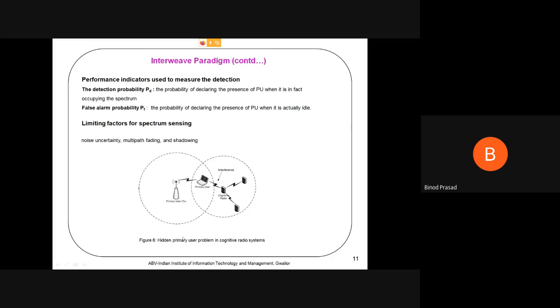Sorry, what I said. The case I was describing is that no PU is there, but somehow, due to variation in the noise floor, maybe some kind of noise spike, it decides that okay, someone is there. So it will not utilize that band because it assumes somebody is there, but in reality no one is there. That is called probability of misdetection.